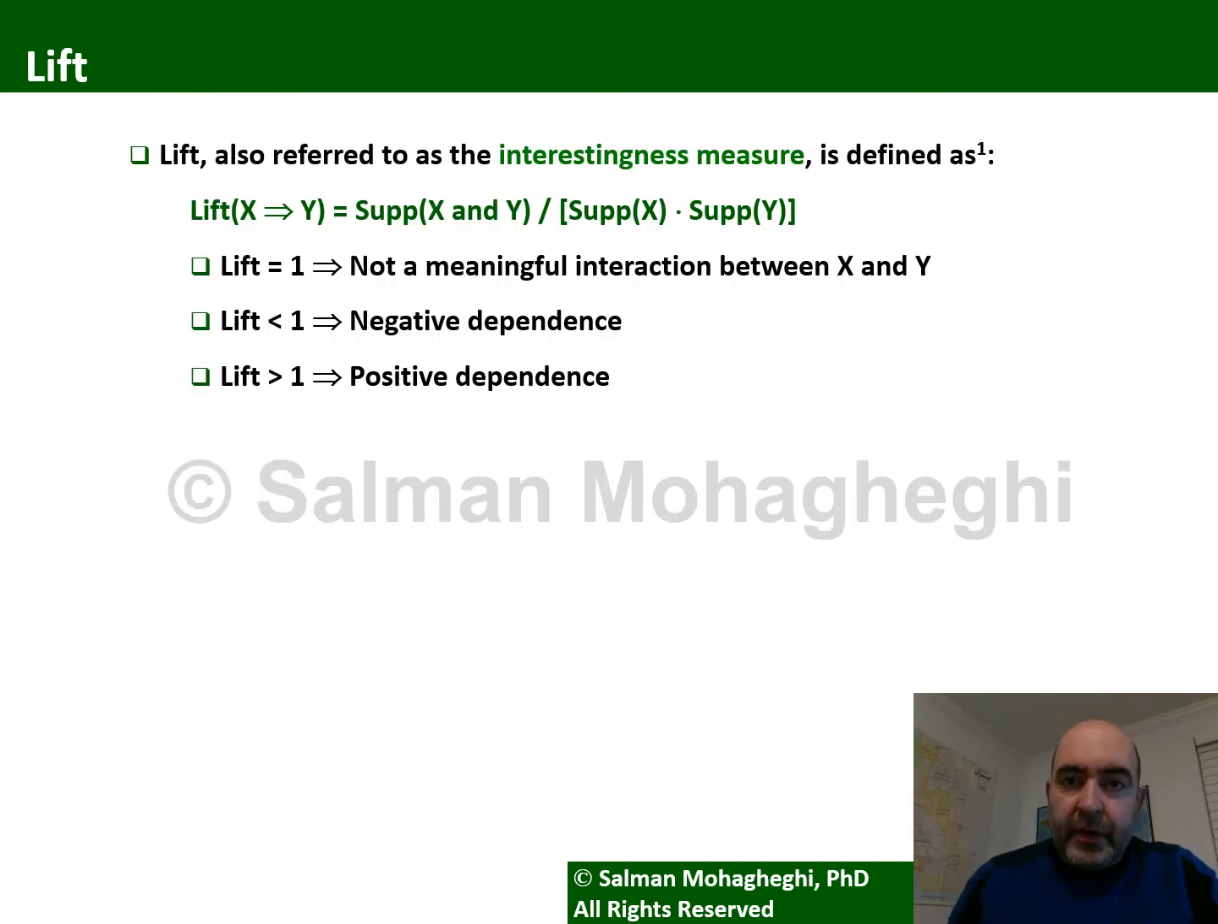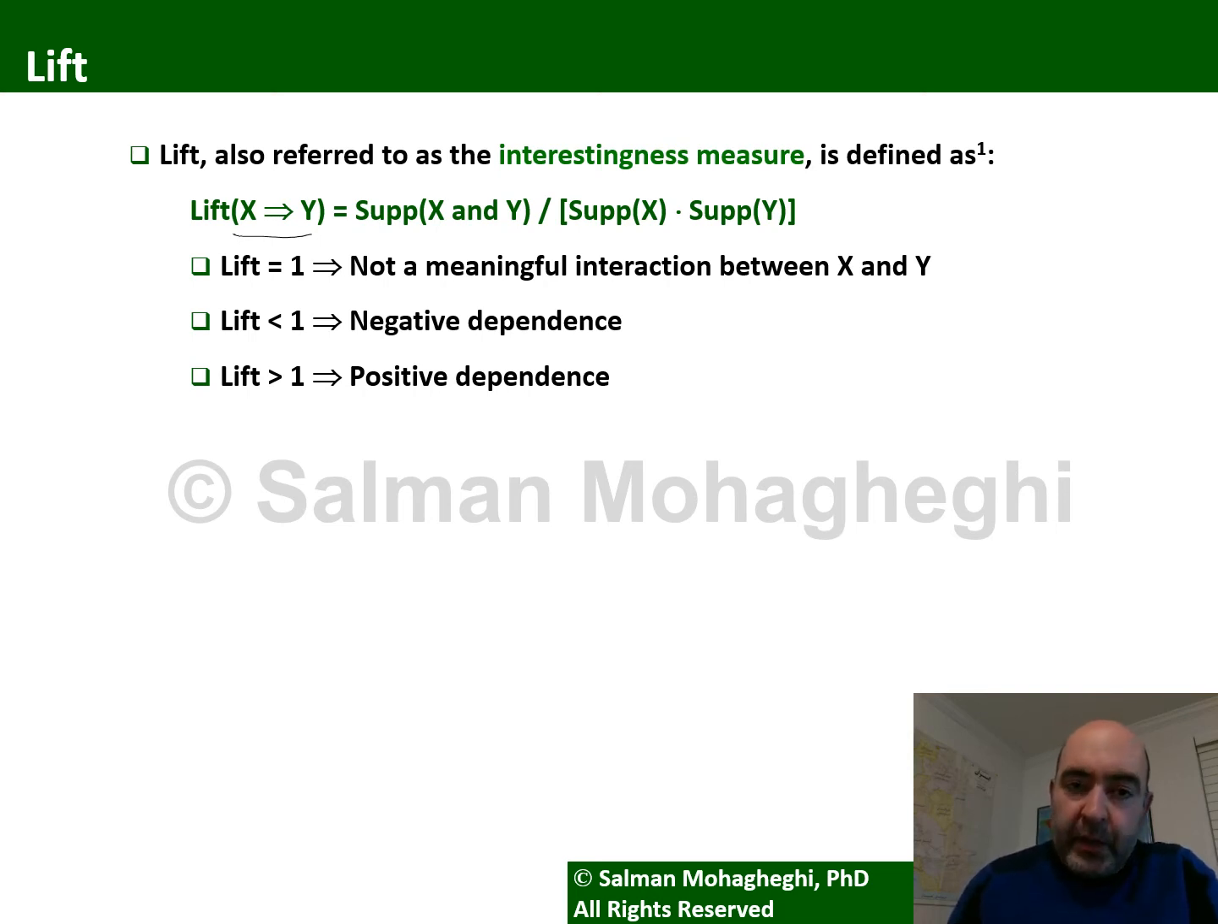A third metric that we define is lift. Lift is also referred to as the interestingness measure. Basically, lift is defined for a particular rule, X then Y, as support for X and Y divided by support of X times support of Y.